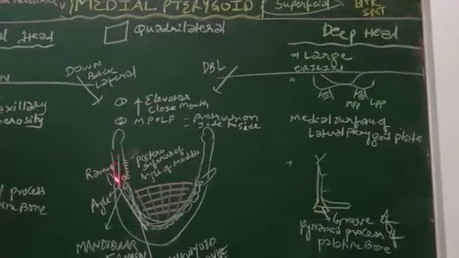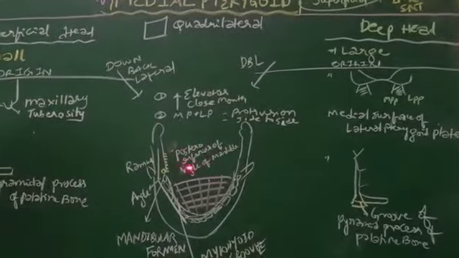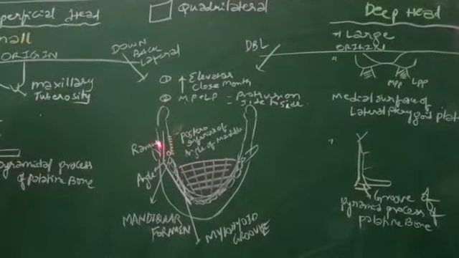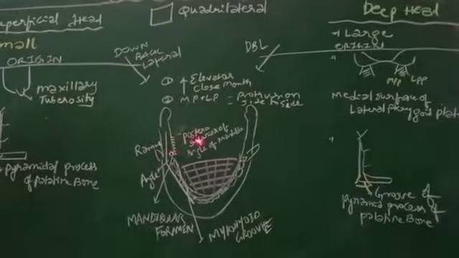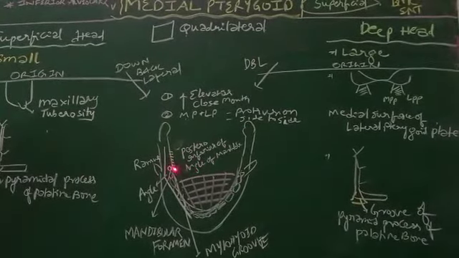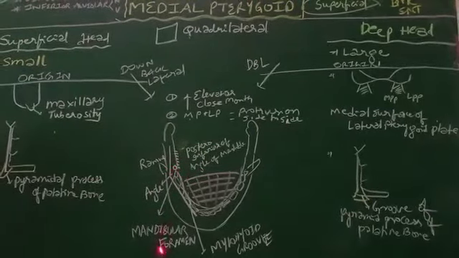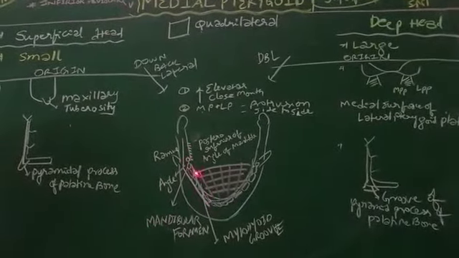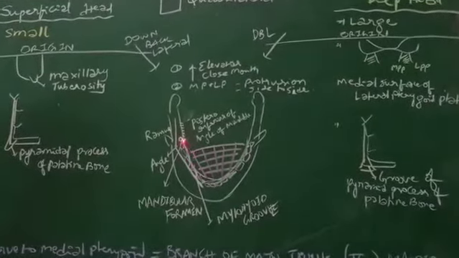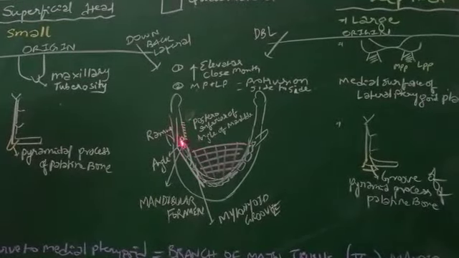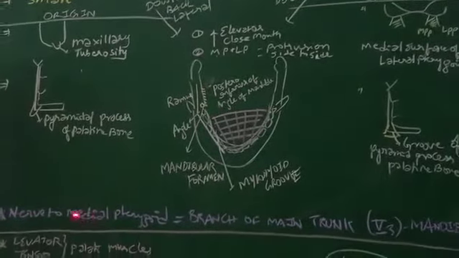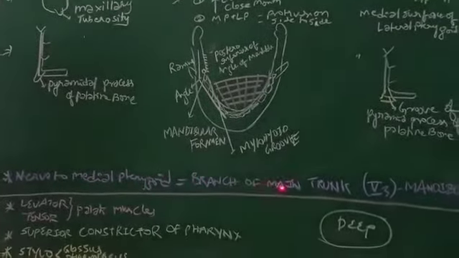This is the ramus of the mandible, this is the posterior inferior part of the angle of the mandible, and this is the condyle. The lateral pterygoid inserts into the condyle, but the medial pterygoid inserts into the posterior inferior part of the angle of the mandible and the ramus of the mandible. Especially from the mandibular foramen level till the level of the origin of the mylohyoid groove, from here to here will be the insertion of this medial pterygoid muscle.